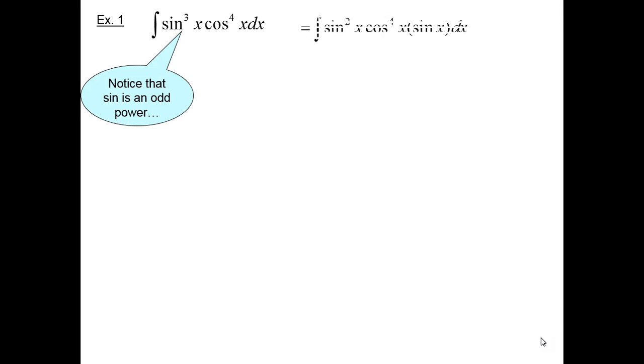First example, we've got the integral of sine cubed x times cosine to the fourth x. What I want you to really observe here is that sine is an odd power, and that's important because since sine is an odd power, we can rewrite it as sine squared x times sine x. Now I put that sine x at the end, and you'll see why in just a minute, but make sure you see all I've done here is broken apart the sine cubed into sine squared times sine. And we have an identity we can use for sine squared x.